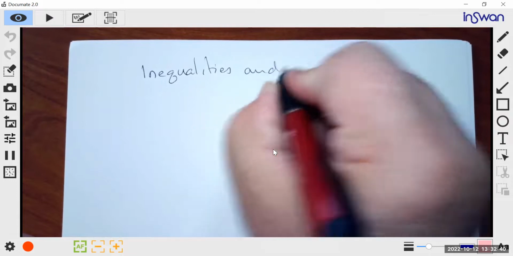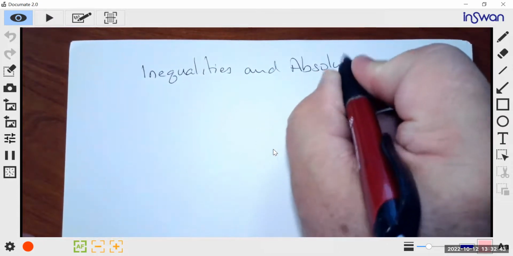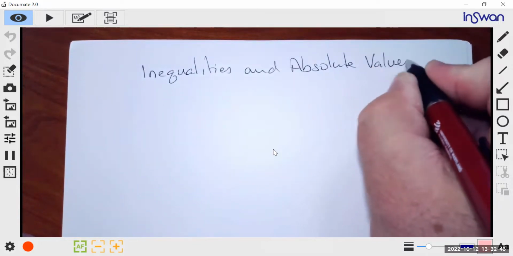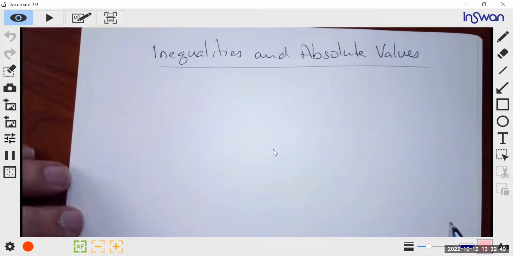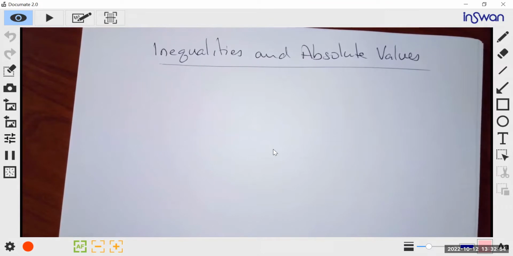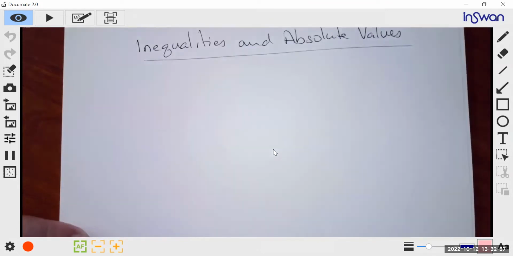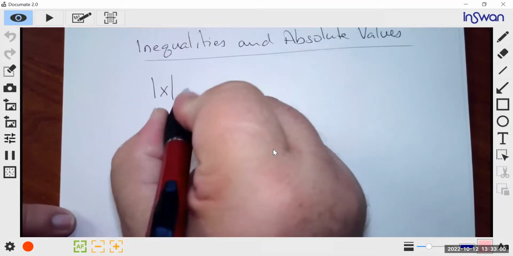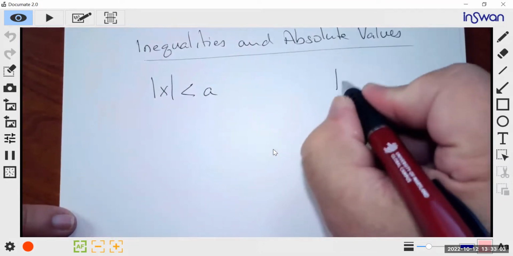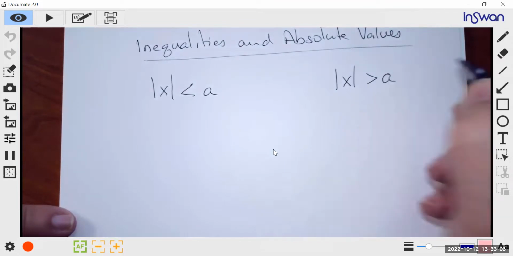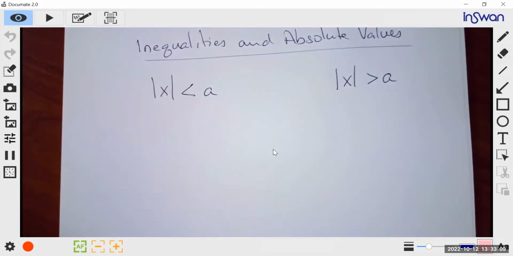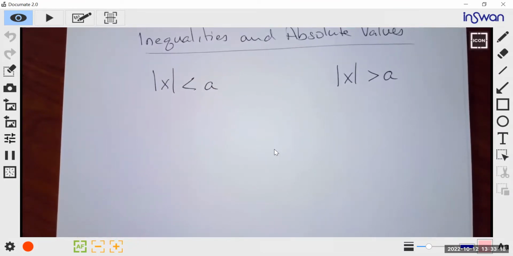Inequalities and absolute values. As you can guess, there are two different types of inequalities here. You have absolute value of x is less than a, or absolute value of x is greater than a. Depending on which direction you're looking at, it'll give you different answers. Let's look at it graphically.